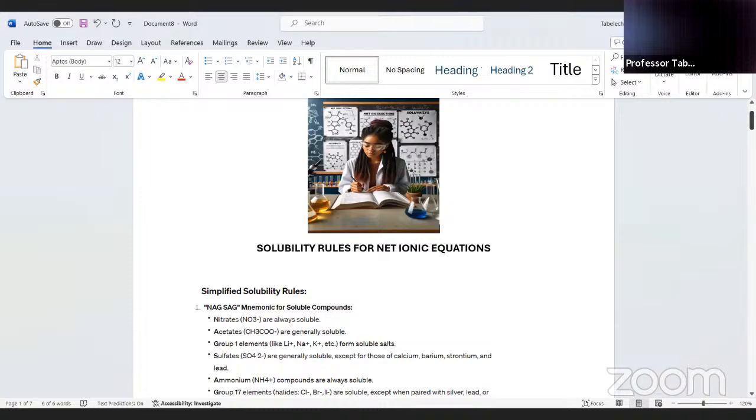If you say NAG SAG, that is a mnemonic to help you remember these solubility rules. Let me zoom in a little so you can see and read the screen. I will post this later on TikTok. With these solubility rules, here's what you need to know. NAG SAG stands for nitrates, acetates, group 1 elements, sulfates, ammonium, group 17 elements. What that means is those elements are soluble. Soluble compounds will dissolve.